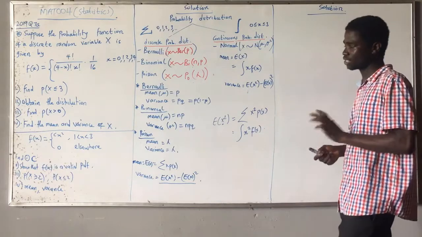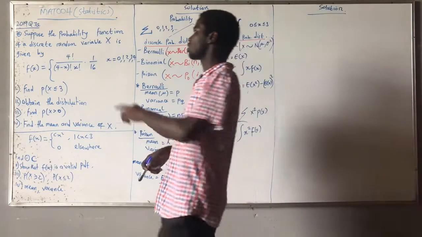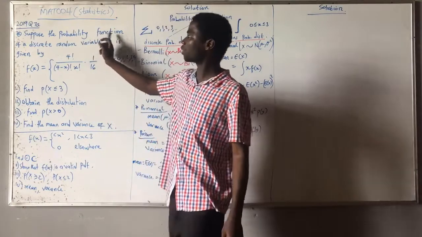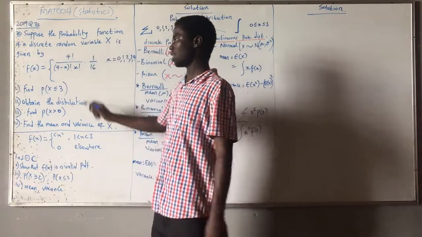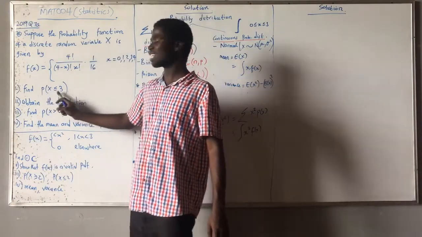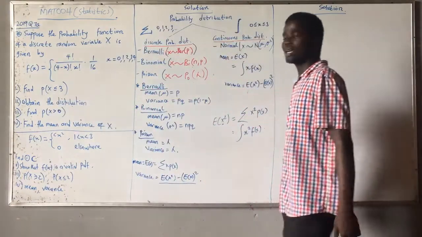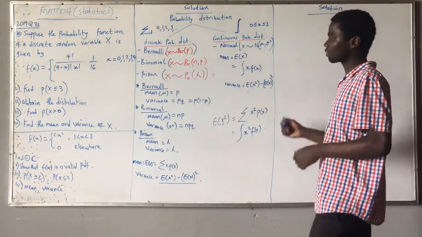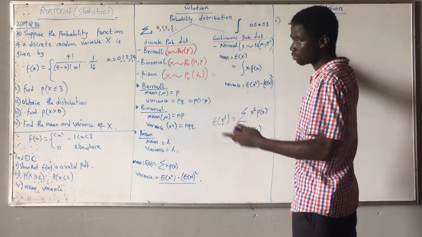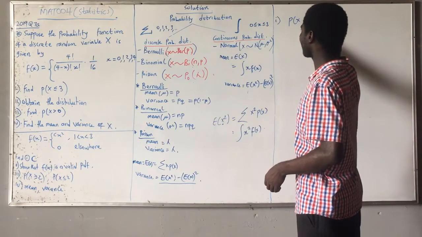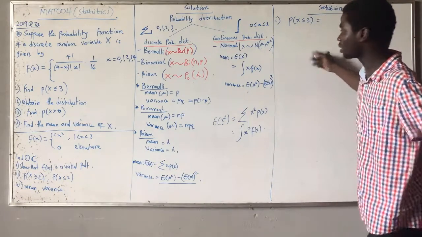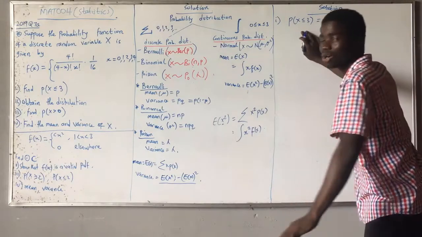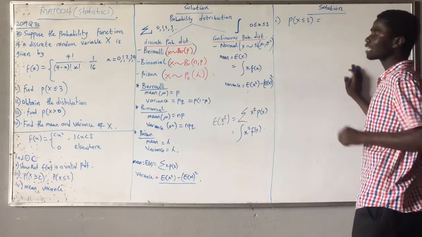Now let's come to that question. Suppose the probability distribution function of a discrete random variable x is given by this. Then you should find p of x less than or equal to 3. So now look at what it means. That first one that they want me to do, p of x less than or equal to 3. Less than or equal to 3 means 3 and below, smaller than 3 or equal to 3. So write out the probability.